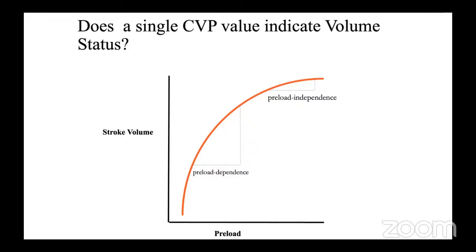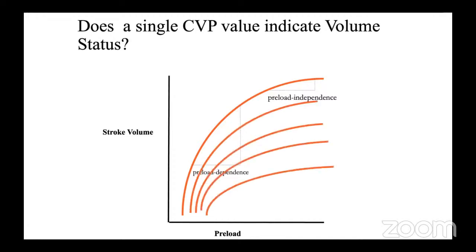the patient is said to be preload independent. That means that if you give fluid, only the preload or the pressure will increase, but not the stroke volume too much. You can have a family of curves depending on how the heart function is. For example, the one at the bottom is the failing heart, and the one at the top is the hyperdynamic heart.